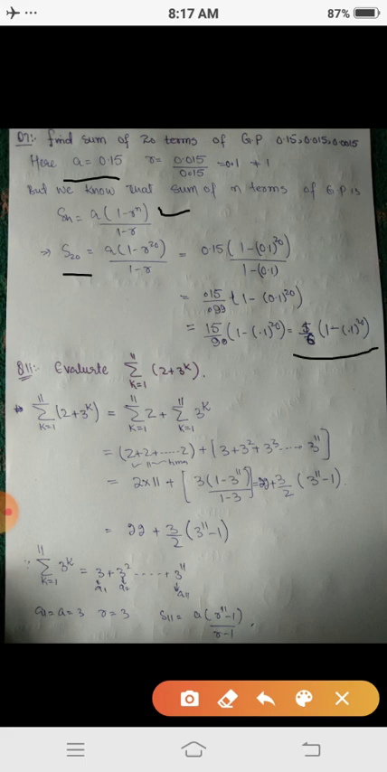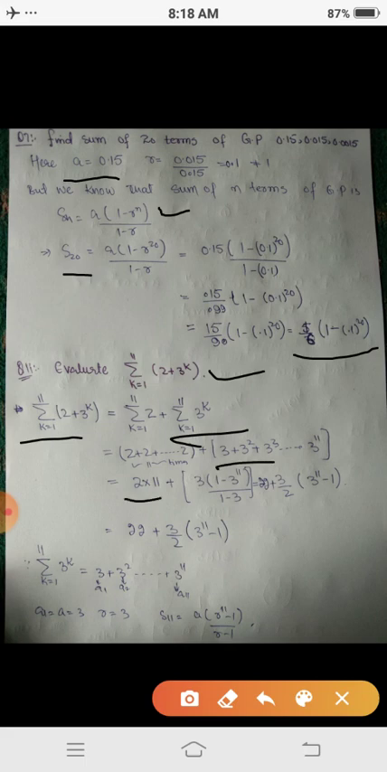Now the 11th question is, we have to evaluate this expression. Clearly summation k runs from 1 to 11, 2 plus 3 raised to power k. We break the summation, that is summation k from 1 to 11 of 2 plus summation k from 1 to 11 of 3 raised to power k. Here we have to add this 2 up to 11 times, so it is 2 plus 2 plus 2 up to 11 times. 3 raised to power k becomes 3 plus 3 square plus 3 cube and so on up to 3^11. Now 2 plus 2 up to 11 times becomes 2 into 11.